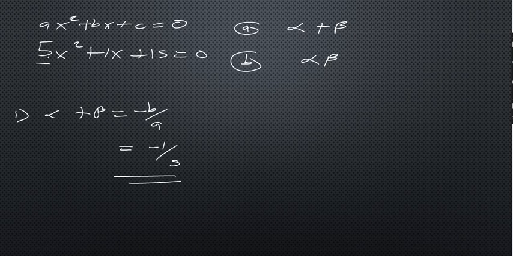When it comes to the product of roots, we know that it is equal to c over a. So the value of c is what? 15. Then the value of a is what? It is 5. So when I divide, I'm going to get what? 3. So that is one thing that you need to know.